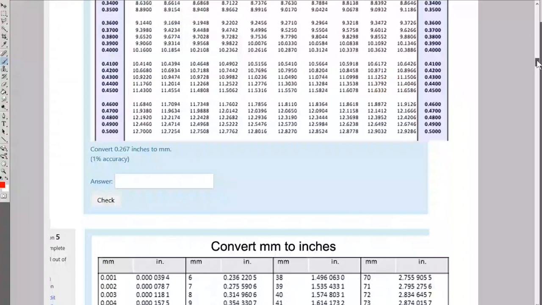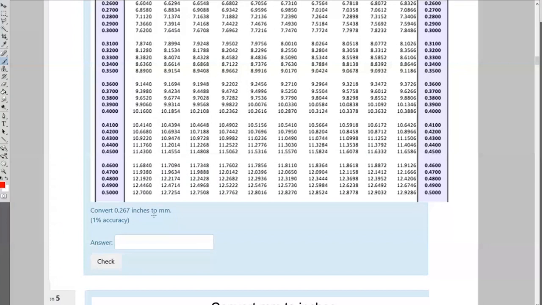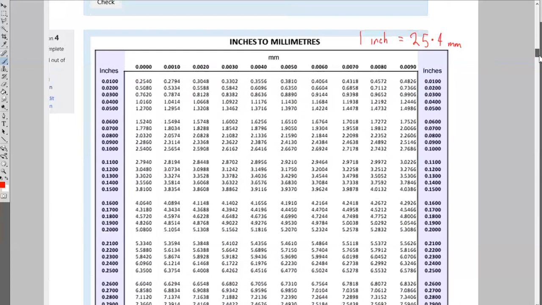Convert 0.265 inches into millimeters. Converting this inches into millimeters, not 0.267. What did I say? 265. 267, not 0.26. Now we don't have a 0.267 on here, but what we can do is we can make one. 0.26. There it is. So that's 0.26 in that row, and then the next digit is a 7, which is this one.